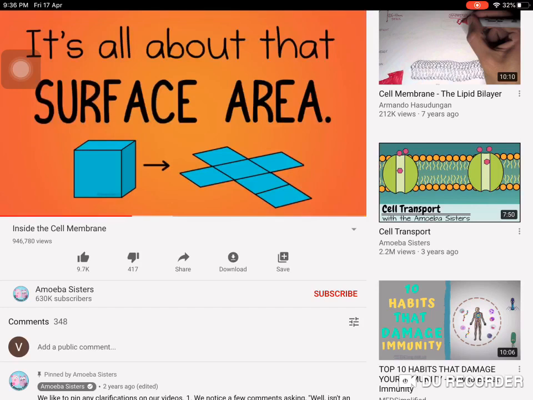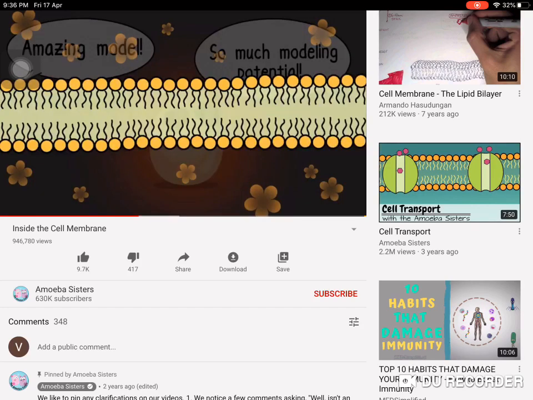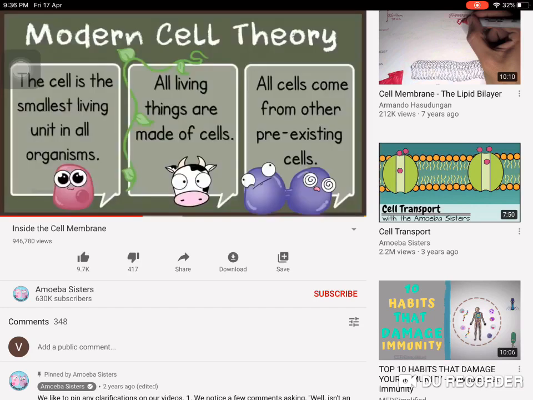Surface area is important. And while we can model a lot of the processes of cell transport from this egg membrane and how important the membrane is, I don't want to neglect talking about the amazing cell membrane structure itself, because the cell membrane structure truly is magnificent. And since every single living thing is made up of one or more cells, which is part of the cell theory, it's a big deal because every single cell has a membrane.